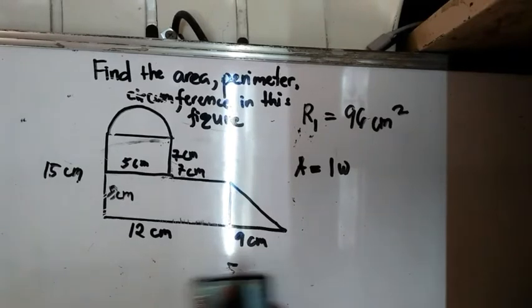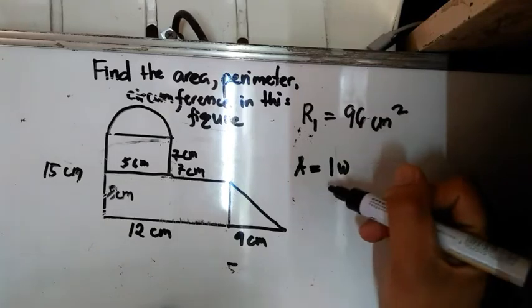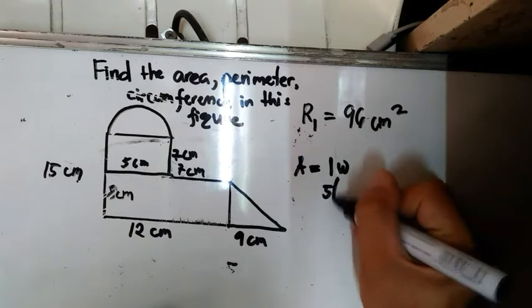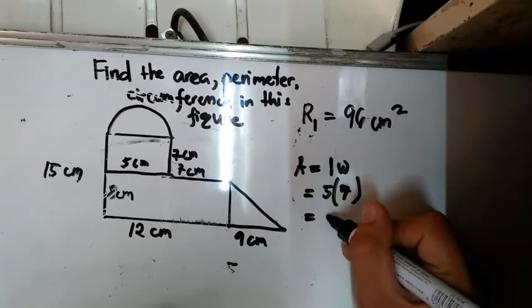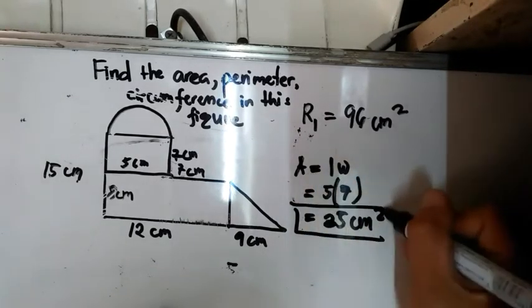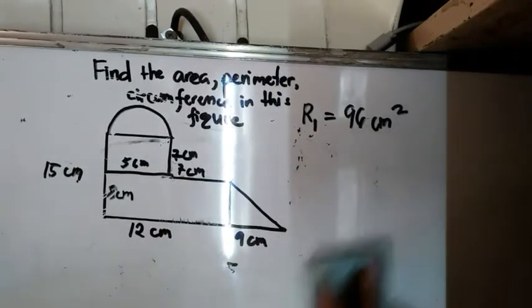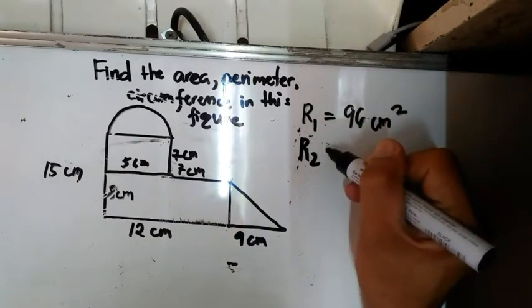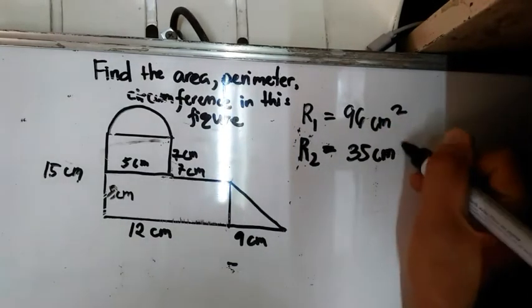Now our length is 5 and our width is 7, so it's 35 centimeters square. So let's put, for rectangle 2, 35 centimeter square.